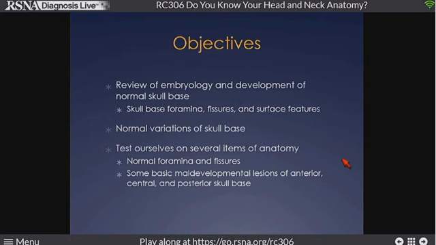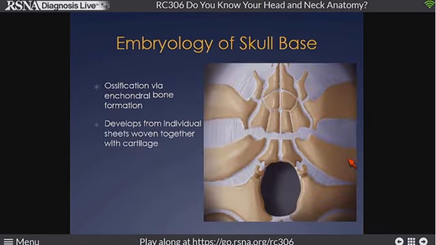We're going to talk about embryology a little bit. Again, by show of hands, who liked embryology in medical school? Okay, nobody. Yeah, that's right. We're going to talk a little bit about embryology and development of the skull base. We're going to talk about the foramina, a bit about the bones. That's kind of straightforward. We're not going to do much about that. We're going to talk about some normal variations that you may see in the skull base. And we're going to test ourselves, much along the lines of what Dr. Wiggins just went through with you.